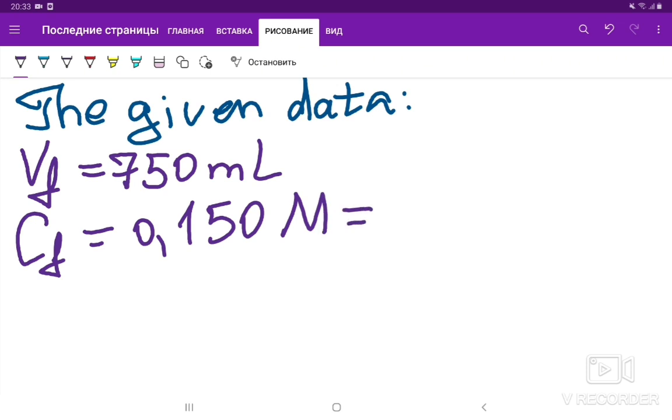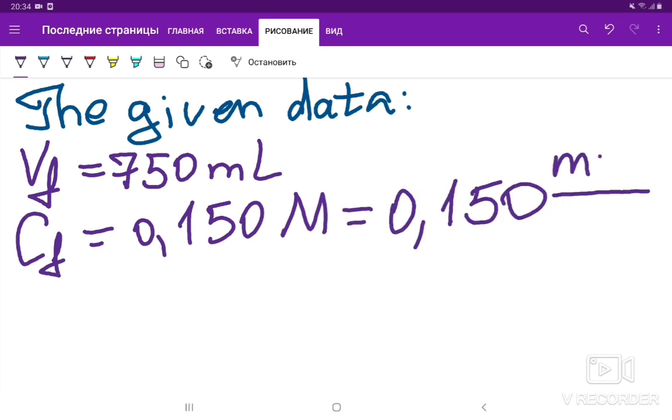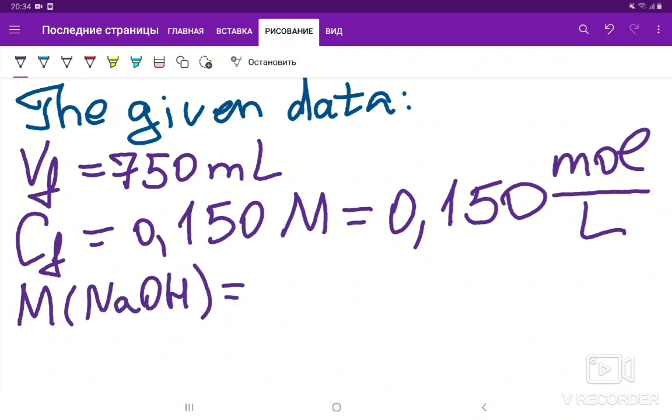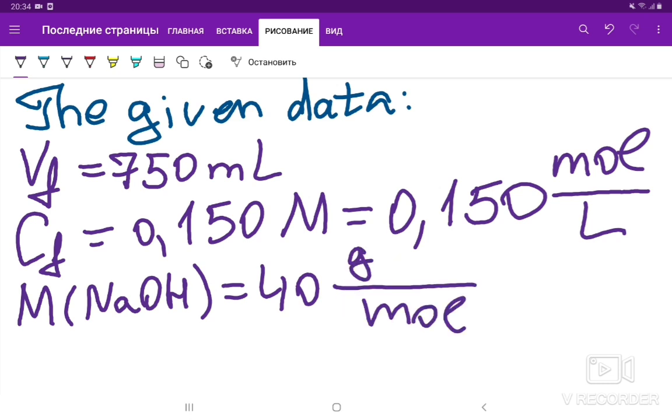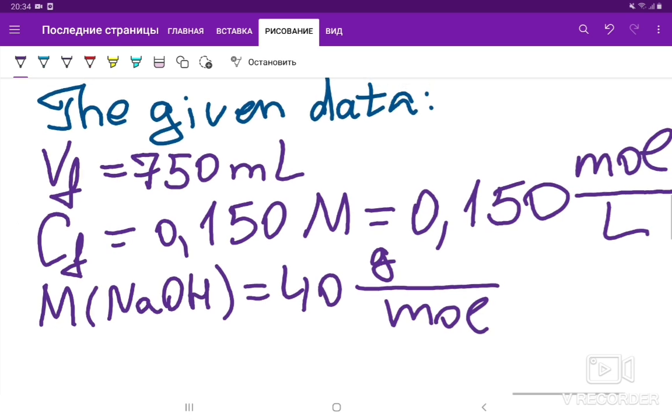It's mole divided by liter. We can write it in this form. Then we can also write here the molar mass of sodium hydroxide. If we look at the periodic table, it will be 40 grams per mole. Well, this is the information for the final solution that we are going to obtain.